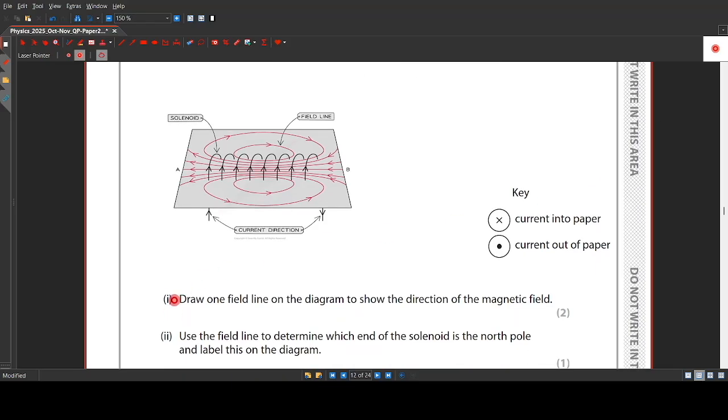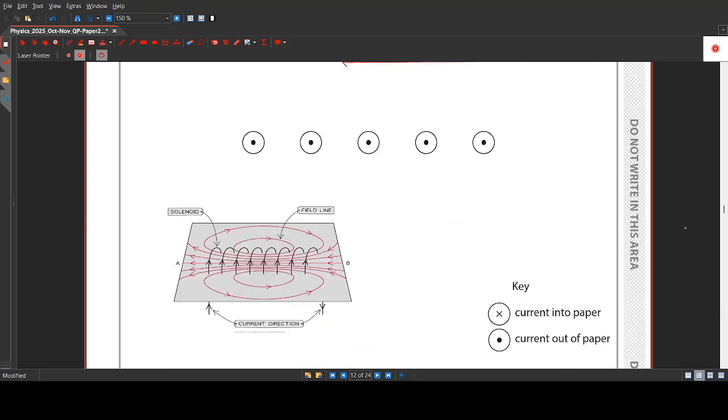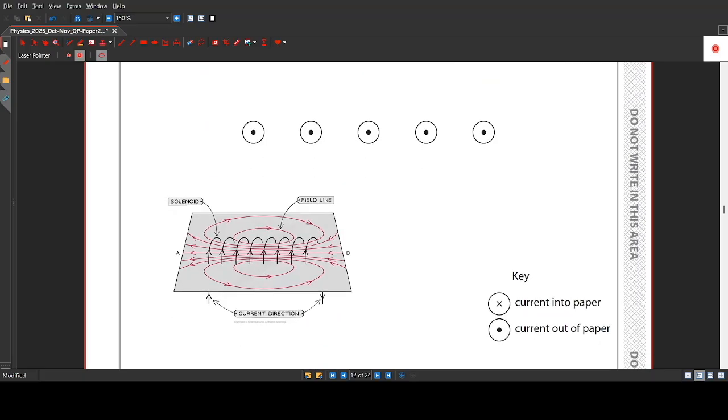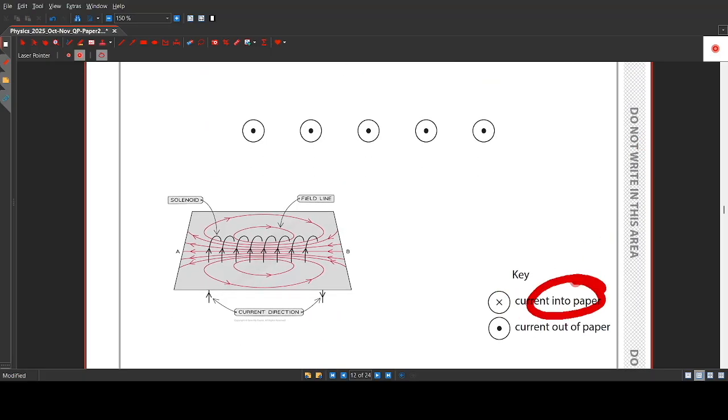Now the first question is, draw one field line on the diagram to show the direction of the magnetic field. So we will have to determine the direction of the magnetic field of the solenoid. Now we have been provided with dots and crosses. What do these dots and crosses represent? Crosses represent current into the paper and dots represent current out of the paper.